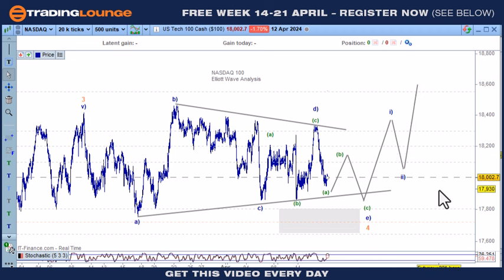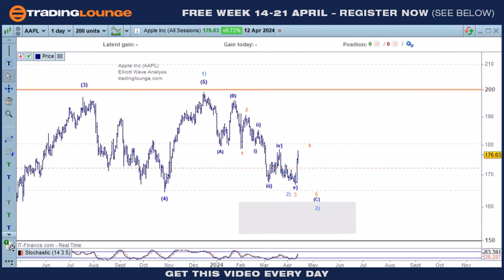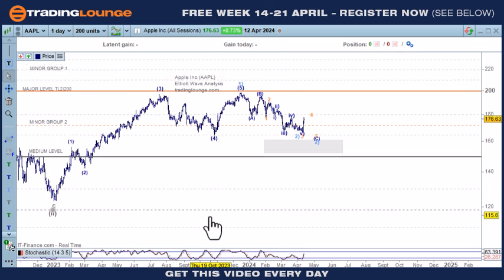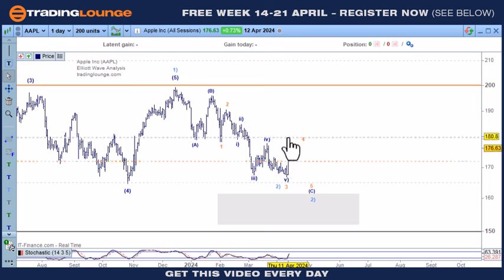Now, the tech stocks that we're looking at are a bit of a mixed bag at the moment. Apple has been hit pretty hard, and I've been looking at it as 1 and 2 and 3 and 4 and 5 up here, and an A and a B finishing off down here. We've had a really nice strong 5-wave structure here, so after 5 waves you get a correction, and then you get another 5.